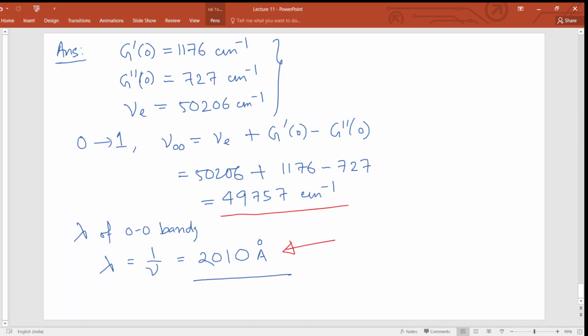This is a very easy problem. If you just plug in these numbers, you get the value. With this we are finishing the molecular spectra part also. So officially your syllabus is over.